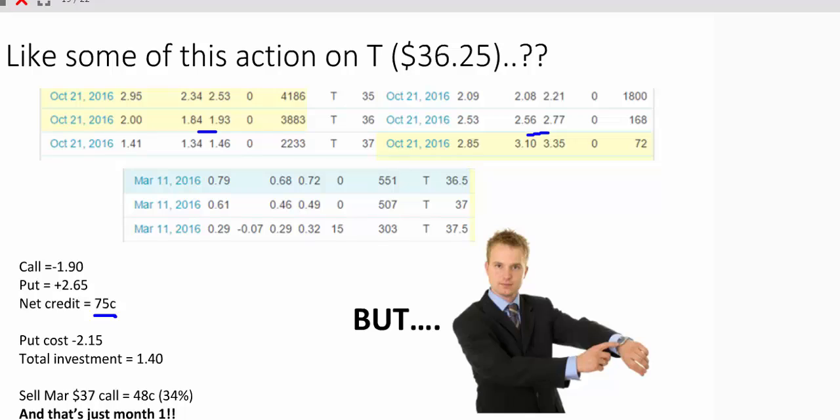The put cost, let's say 215. So the total investment is 140. And if we sold a March 37 call, again out of the money, so it's got plenty of room to move to the upside, it gets 48 cents, and that's a 34% return. And that's just month one.